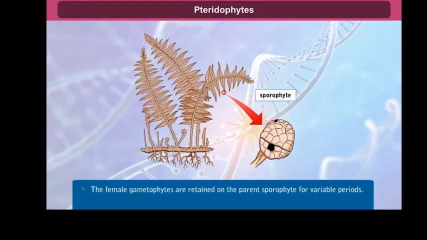The female gametophytes are retained on the parent sporophyte for variable periods. The zygote develops into a young embryo within the female gametophyte. This kind of embryo development is the precursor to the seed habit, which is an important step in the process of evolution.